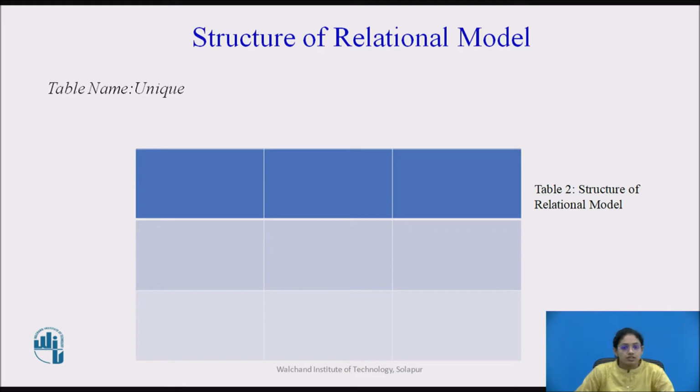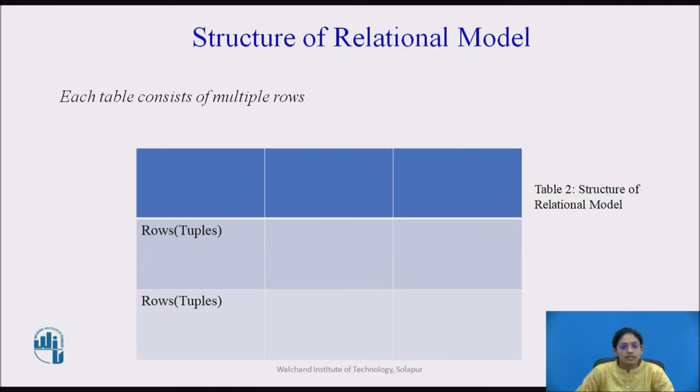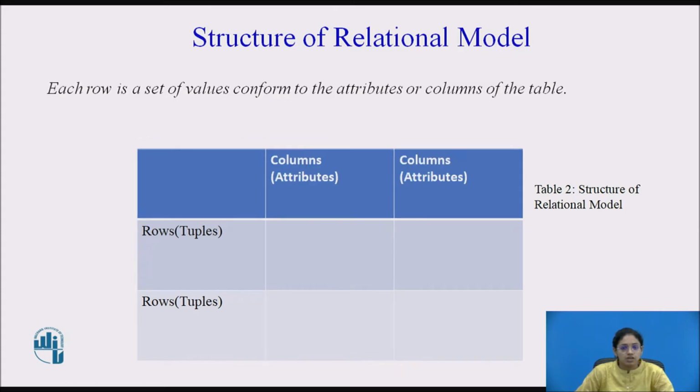Structure of a relational database. As we know, in a relational database, data is stored in the form of tables. Each table should have a unique name. A table is also called a relation, so the name of the relation should be unique. Each table consists of multiple rows, so you can have data in multiple rows and multiple columns as well. Columns are referred to as attributes and rows are referred to as tuples. You read or record the data in the form of rows.